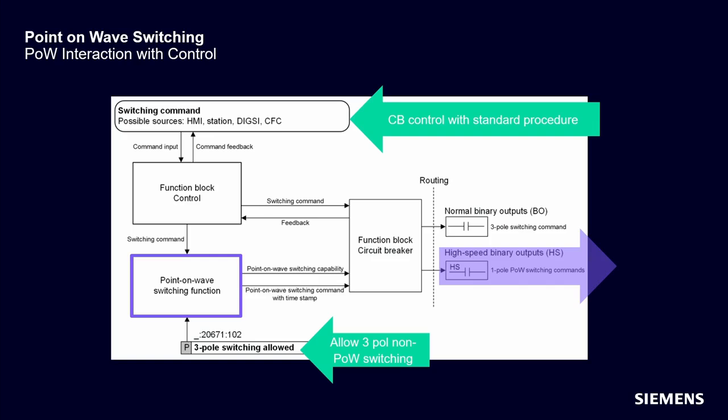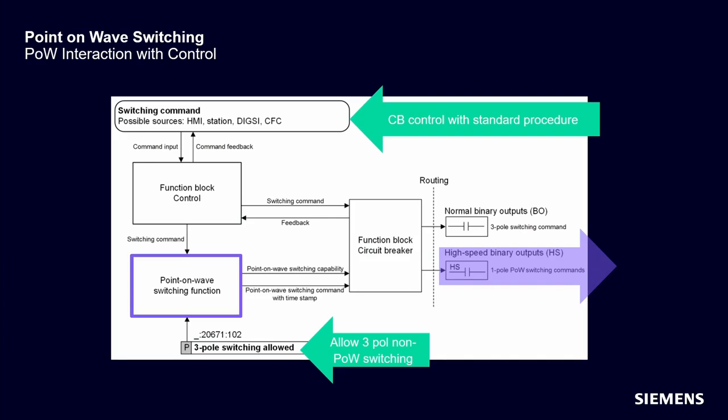This is the so-called 3-pole switching allowed, parameter number 2671102. There are some cases in practice where this could be necessary. You can set this parameter to yes or no. If you set this parameter to no, then the following is valid. If conditions for point-on-wave switching are not fulfilled, for example, reference voltage is missing or the trigger command from control is not given, then 3-pole switching is not active, meaning no 3-pole closing or 3-pole opening is possible.